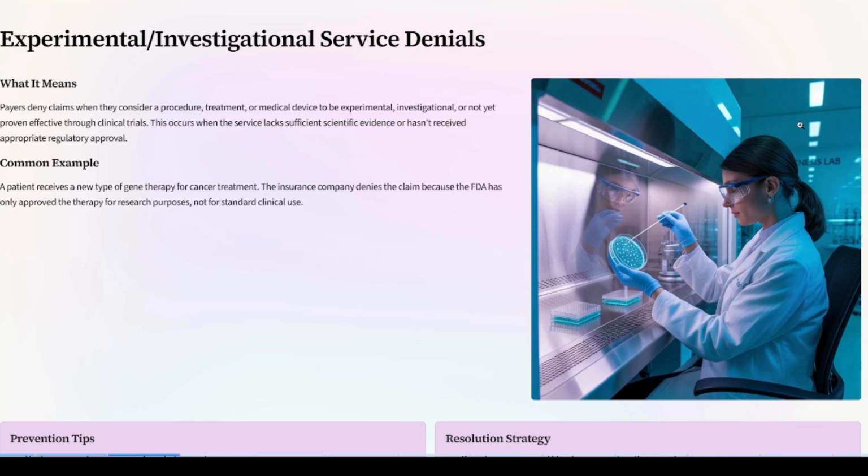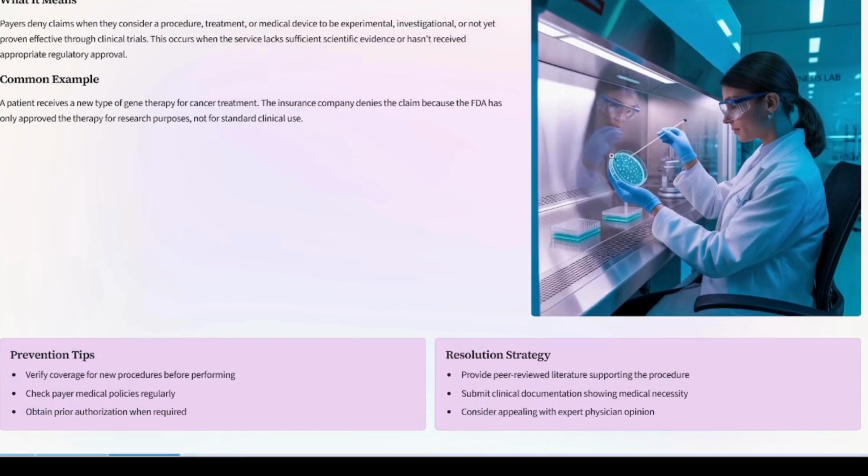Now, what is a common example of this? A patient receives a new type of gene therapy for cancer treatment. The insurance company denies the claim because the FDA has only approved the therapy for research purposes and not for standard clinical use. All right. So in this scenario, what would be some preventative measures that we would take?